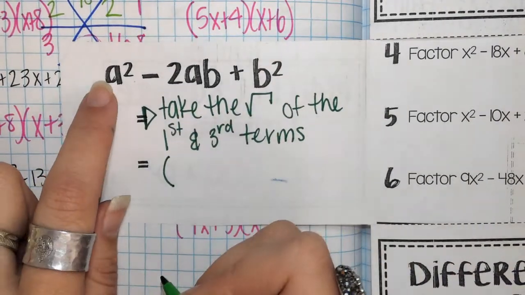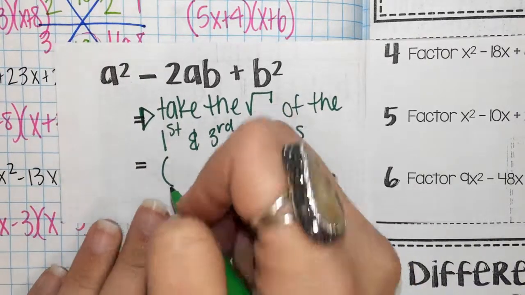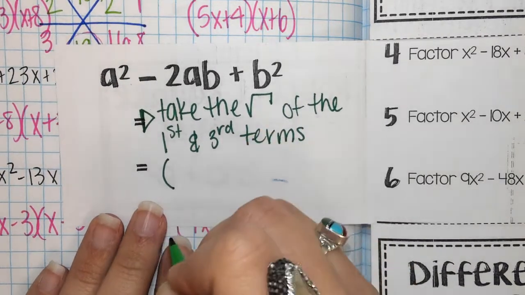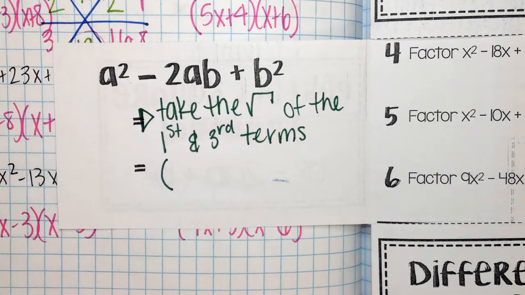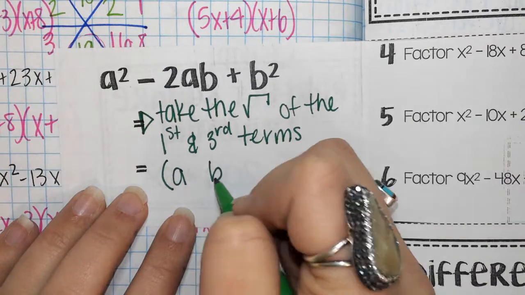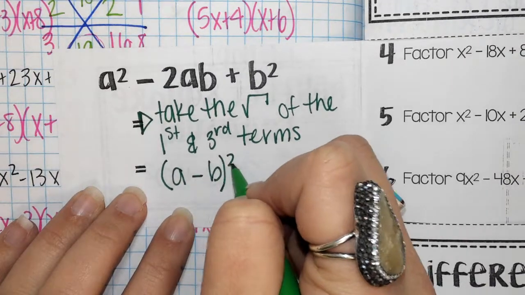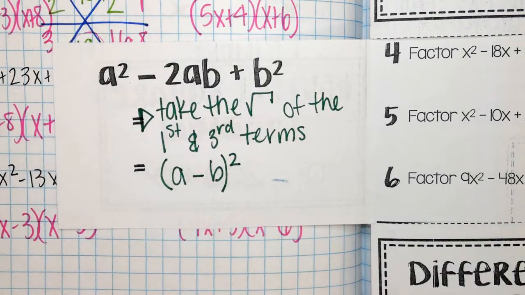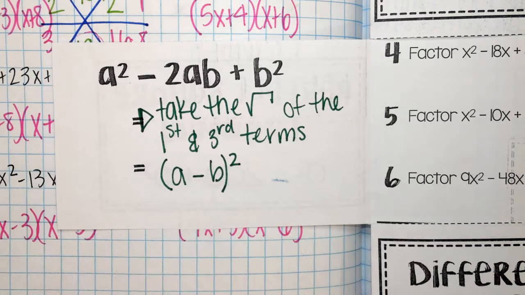Alright, so what's the square root of a squared? If the square root of x squared is x, what's the square root of a squared? Okay, and what's the square root of b squared? And then you subtract them, and it's quantity squared. Now, do you have to make sure that the first and third terms are still perfect squares?